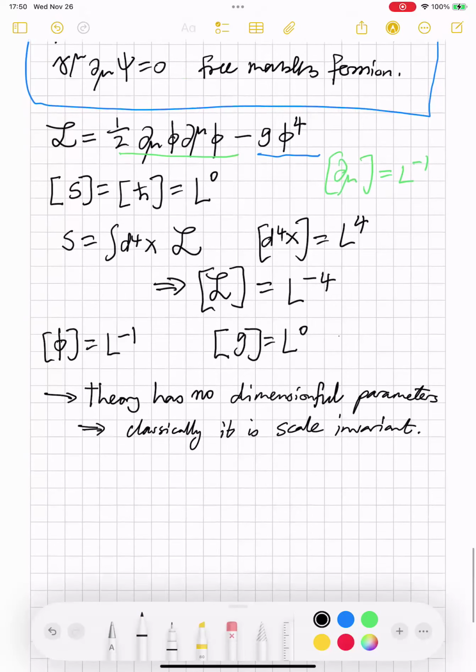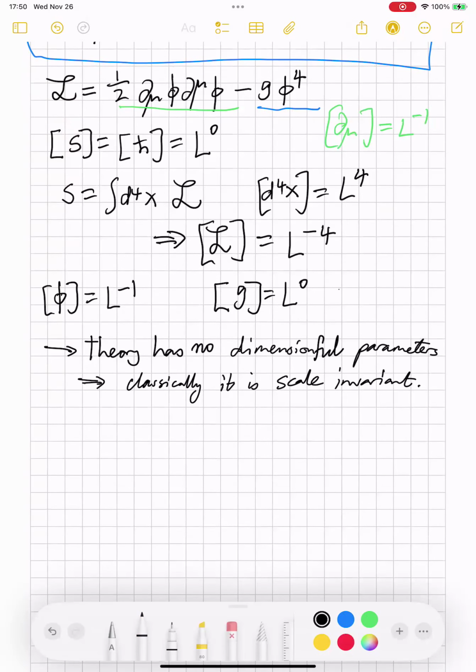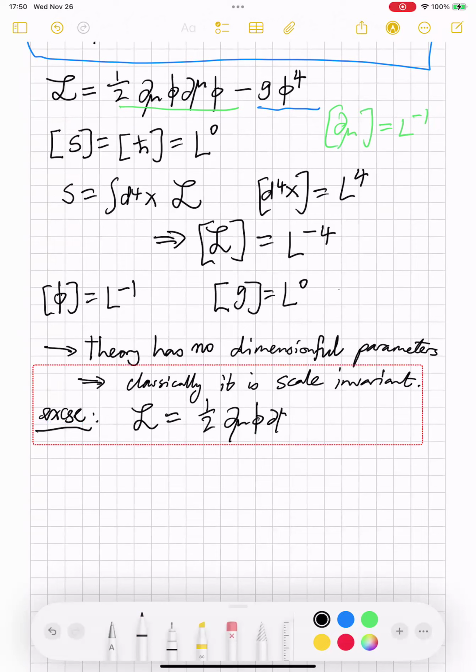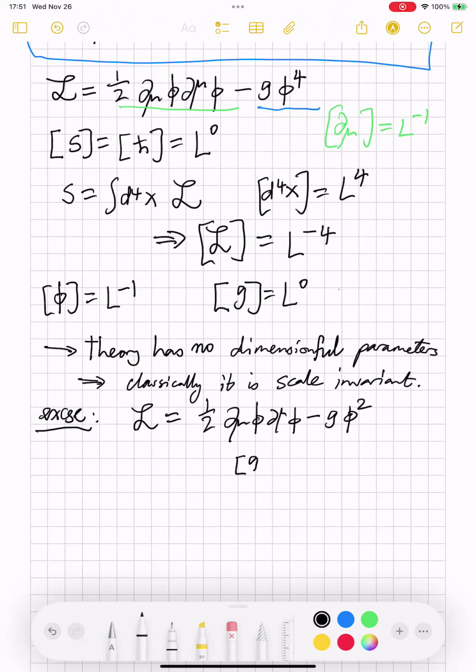Now, how generic are these, or how carefully did we have to tune things? Well, I'm going to give you a little exercise now. Take this as your Lagrangian density. Keep the kinetic term, d mu phi, and now let's say minus g phi squared. Now pause the video. I want you to work out what the dimensions of g are. Once you've got the dimensions of g, unpause. Okay, did you do the exercise? Good. You should have found that g was length to the minus 2.